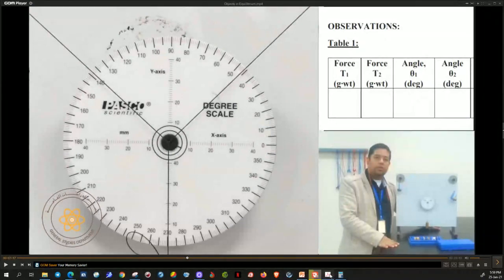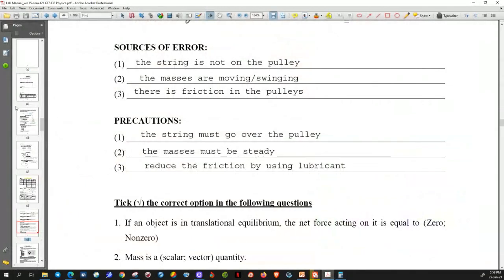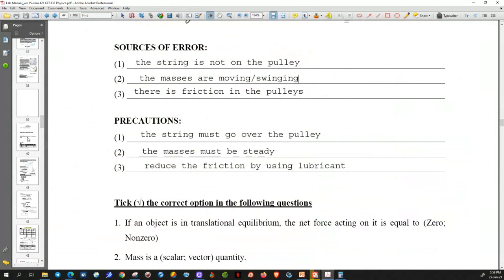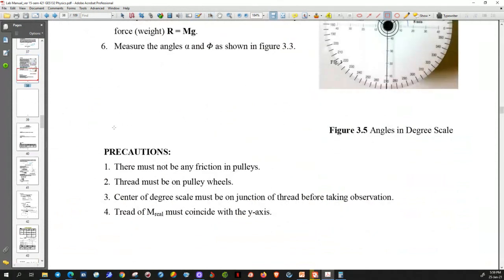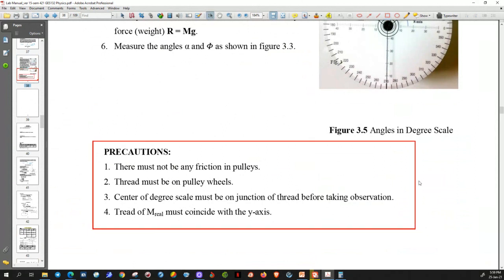Okay? You will actually see the source of error and precaution in your book. But I have to tell you a simple warning. Not all the precautions in the book are correct. Sometimes there is a mistake, so we modify the lab manual to make improvements. What are the mistakes? Number 1, the grammar is wrong. Number 2, you can also say that the physics is wrong. Look at number 1 here: there must not be any friction in the pulleys.